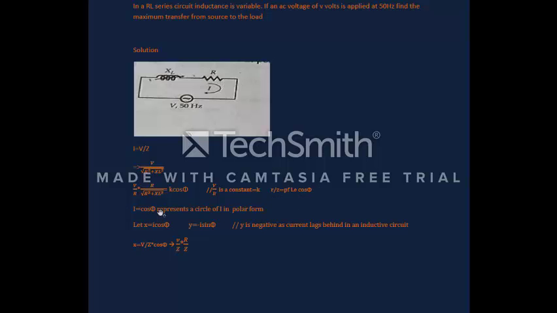Let's take I is equal to K cos phi, which represents a circle of I in polar form, as we already know. X is I cos theta, its real component, and Y is equal to I sin theta. You notice a negative sign here. This is because the current lags behind in the inductive circuit. I repeat, Y is negative as the current lags behind in the inductive circuit.